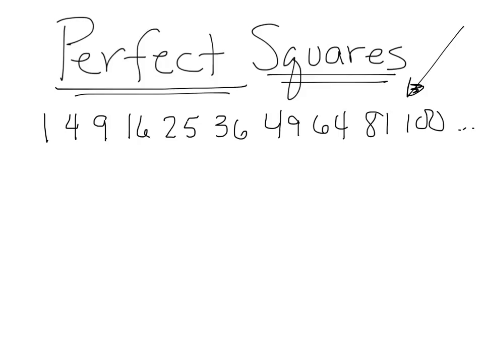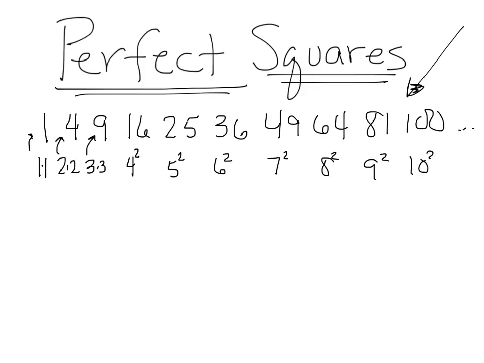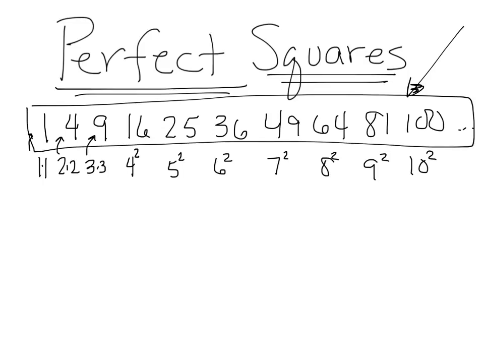Well, the reason they're considered perfect squares is because if I take 1 times 1, I get 1. And if I take 2 times 2, I get 4. And 3 times 3 gives me 9, and 4 times 4, and 5 times 5. One way we could write that is 4 squared, 5 squared, 6 squared, 7 squared, and so on. We're at 10 squared, and you probably have heard 11 squared is 121, and 12 squared is 144, and you probably need to start committing those perfect squares to memory.